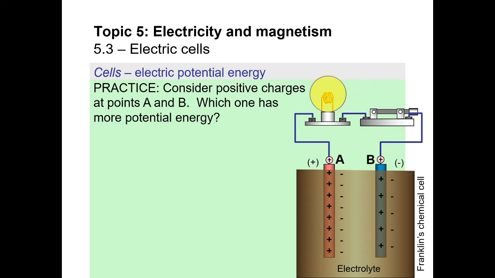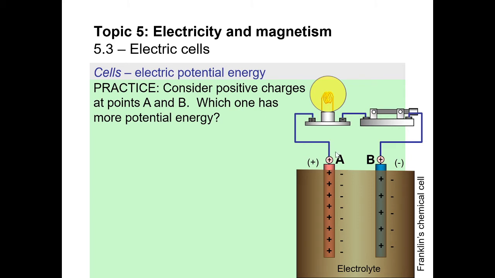Okay, now we have positive charges. This is from Ben Franklin's point of view, the old point of view. Which one has more potential energy? Well, remember, there's more potential energy at the spot where it first starts. Now, if we had a negative charge, it would want to start, based on this picture, at location B, and it would want to move through the circuit counterclockwise.